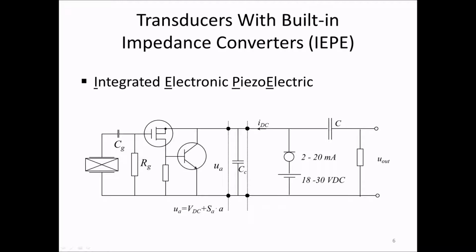The technique works as follows. The current source produces a constant DC current. This current opens up the amplifier and a DC voltage of approximately 10 volts is produced over the sensor. The sensor output, U sub A, is then producing a variation in this DC voltage, which on the other side of the decoupling capacitor, U out here, is seen as a pure AC signal.